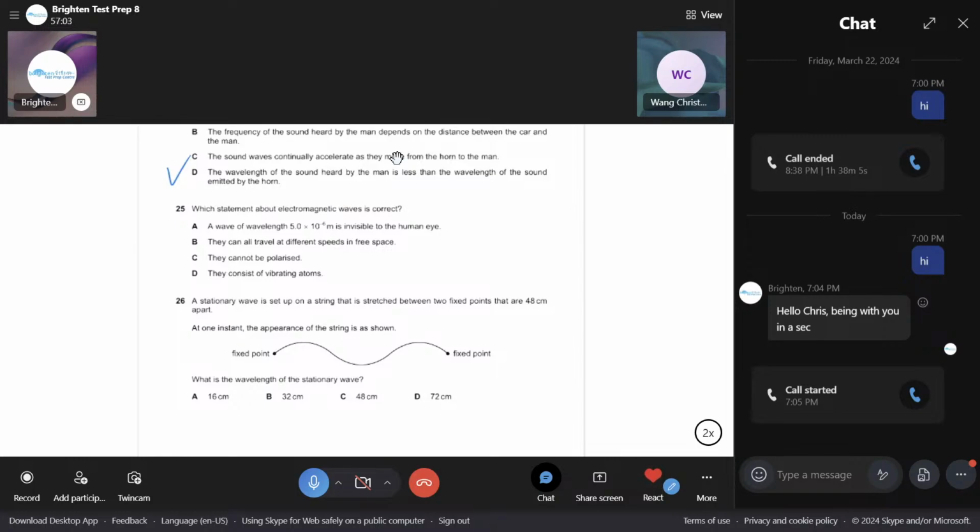Now, electromagnetic wave statements. A. A, yep. That's rather straightforward, actually. Now we talk about a string and a stationary wave. They're 48 centimeters apart. And now the question is, what is the wavelength of the stationary wave?